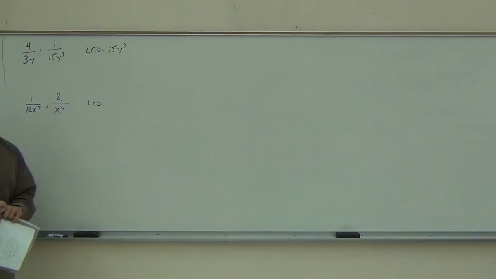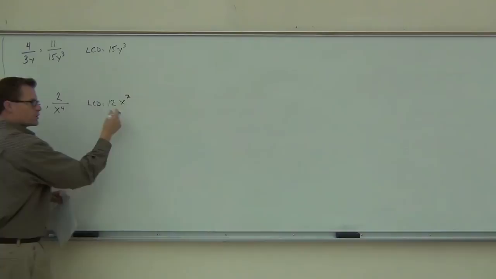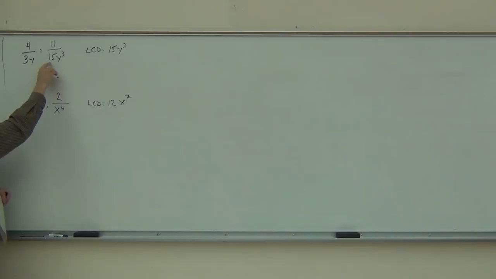For our numbers, what did you get? 12. Great. There's not even another constant over here. For our variables, what'd you get? X. Okay. So in this case, our LCD is this denominator. Does that ever happen? Sure, it happened here, right? With 15 was our LCD for the numbers. It could happen if you just had numbers. So this covers everything for us.